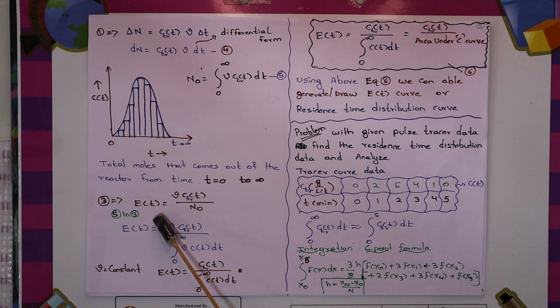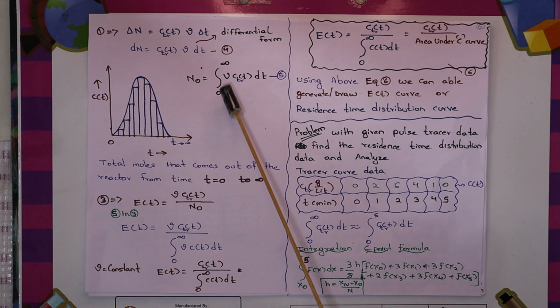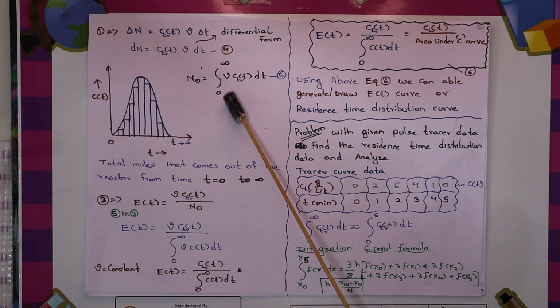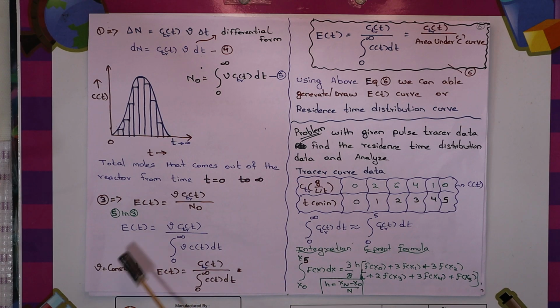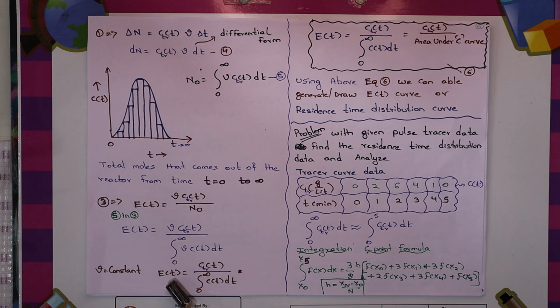To plot the E of t graph, you should know nu CTR by n0. How do we get n0? You can get n0 from the integral from 0 to infinity of nu into CTR into dt. If you substitute this integration in place of n0, you can get the E of t graph using this equation: nu into CTR, the concentration of tracer at time t, divided by the integral from 0 to infinity of nu into C of t into dt. Volumetric flow rate is not changing, so if you assume that, the nu terms cancel out.